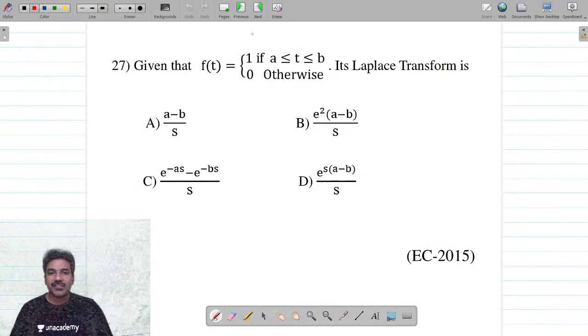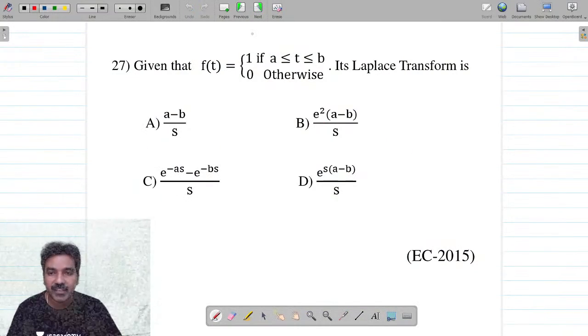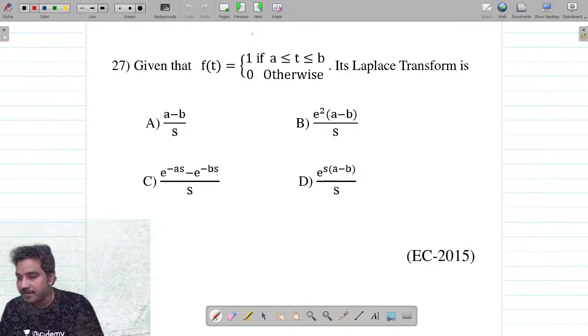Right. Now let us discuss 3 or 4 questions on Laplace transforms from previous years. After that, we will go for the Fourier series concept. Okay.